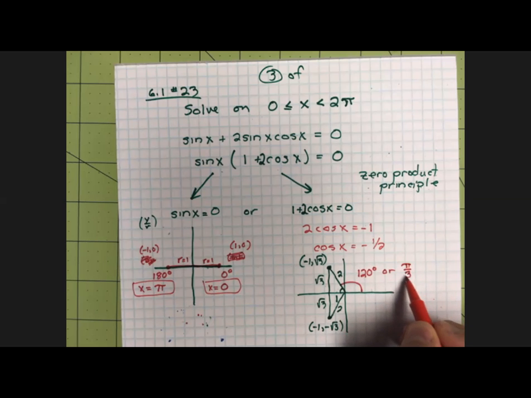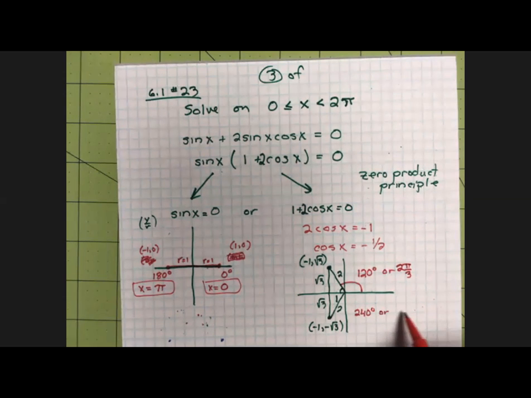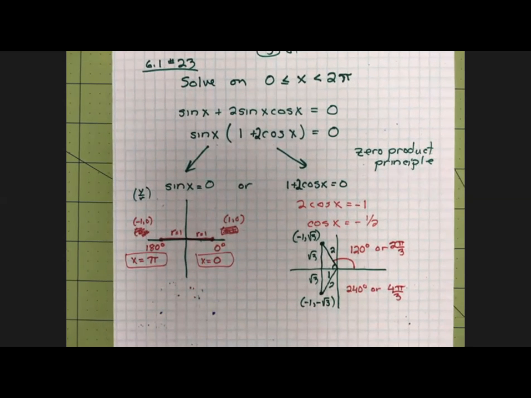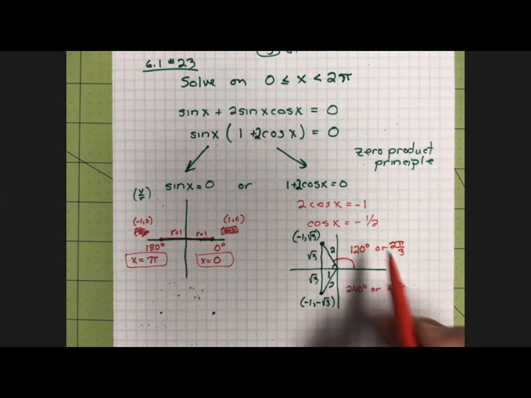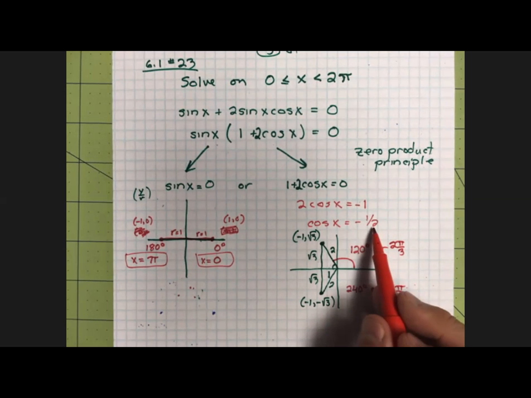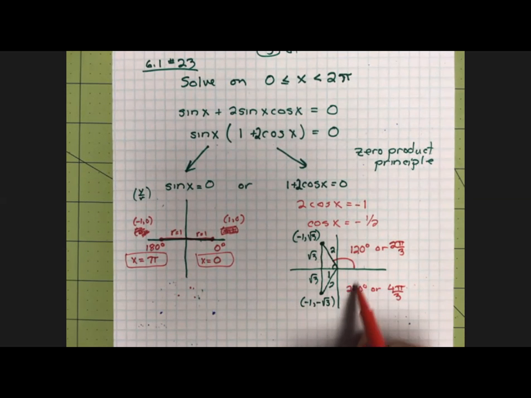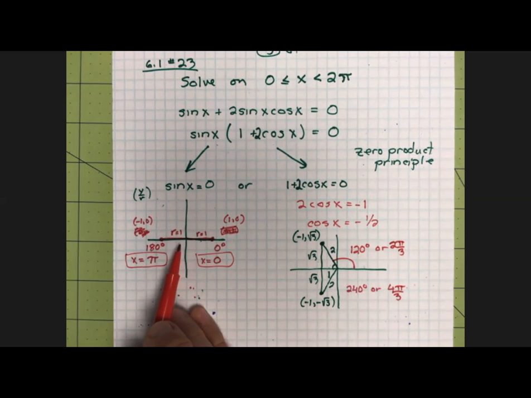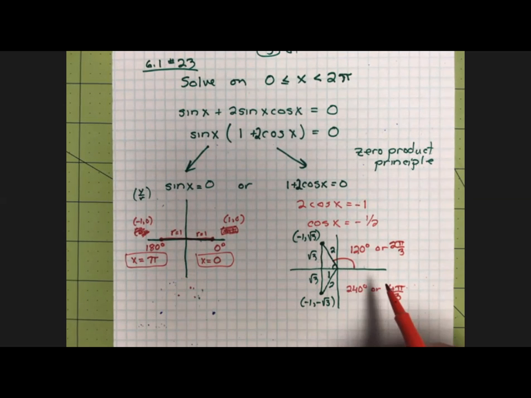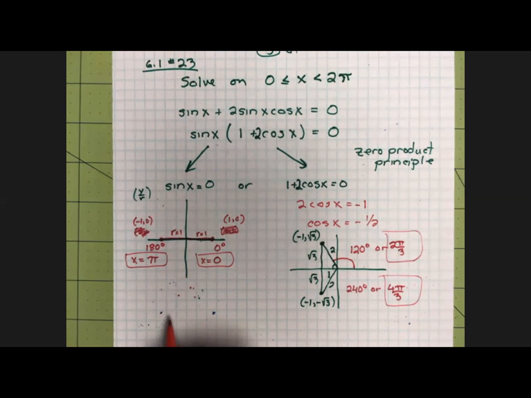Let's state it in terms of radians. And this is 3 pi over 3, 4 pi over 3, 240 degrees, or 4 pi over 3. But these are the only values where cosine is -1/2 in the first circle. These are the only values where sine is 0 in the first circle. So what's the answer to this problem? All 4 of these values.